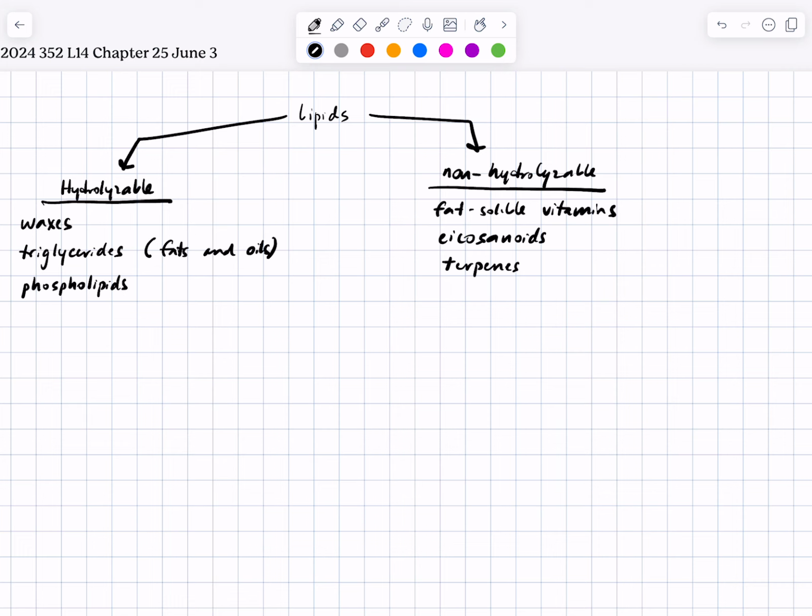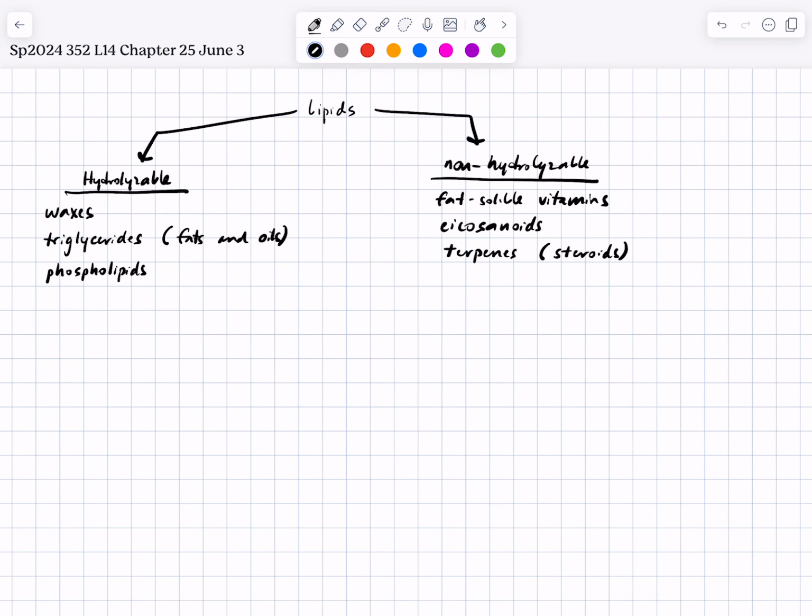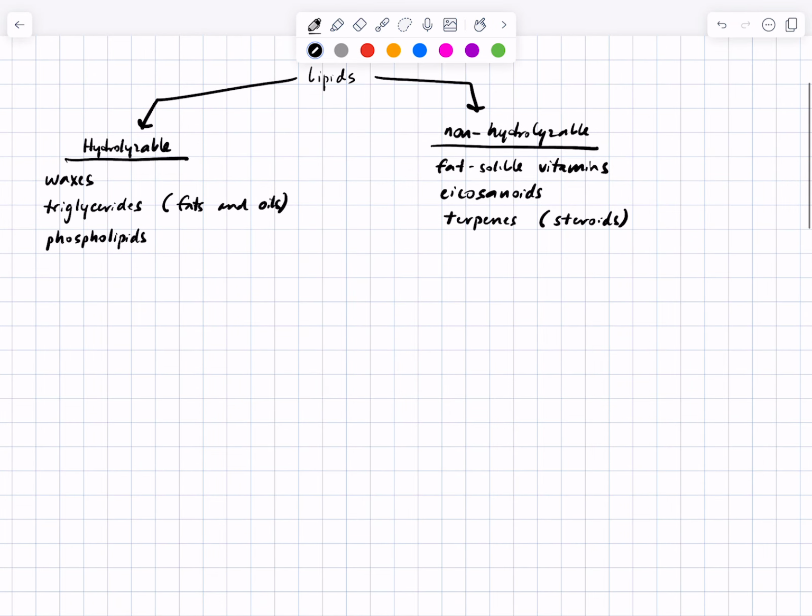And I'm going to put in parentheses here next to the terpenes steroids, because steroids in animals are derived from the terpene synthetic pathway. So let's just start with waxes, and to some extent this is going to be a bit of a survey. You'll need to be able to recognize what kind of lipid a molecule is based on its structure.